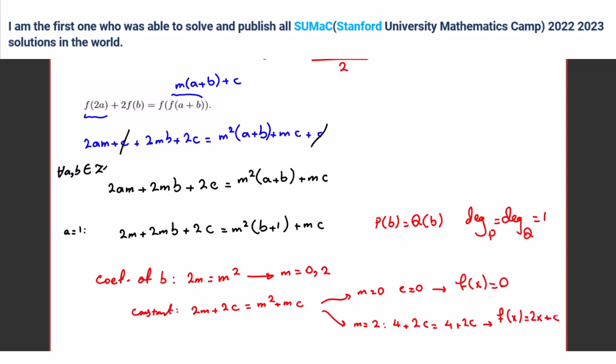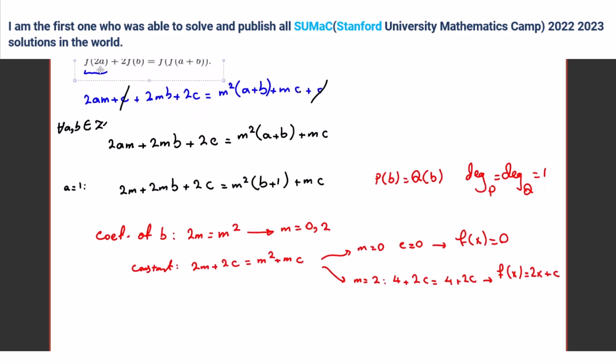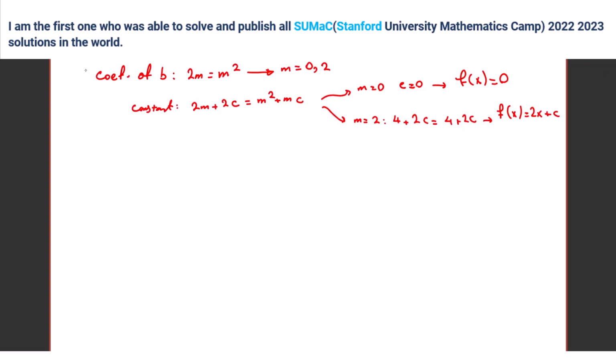Now, when you reach this, at the end you should check and either reject it or confirm it is correct. So let's check the first answer. f of x is 0. Does it work? Yes, 0 plus 0 is 0. It's okay, so it is our first answer.